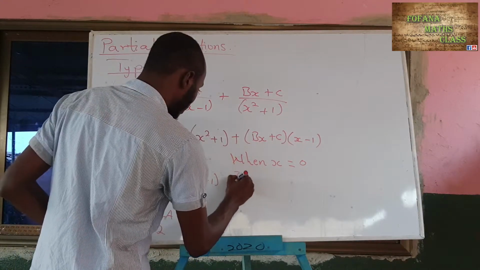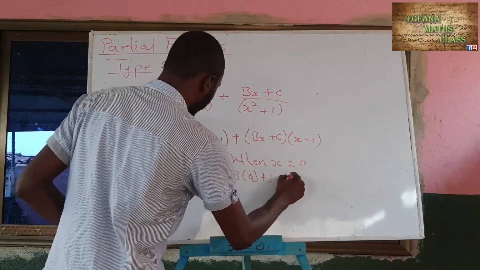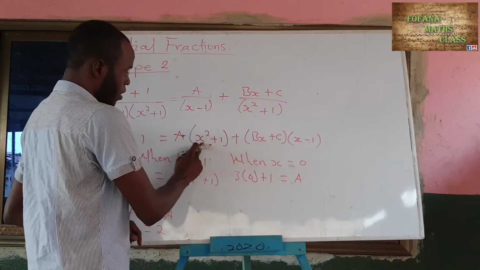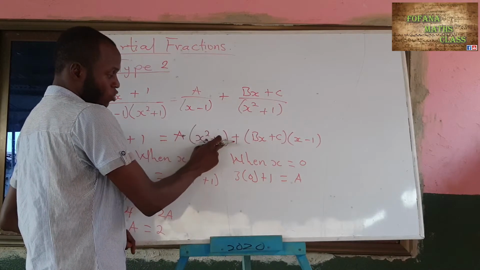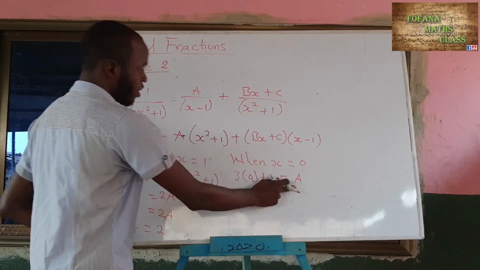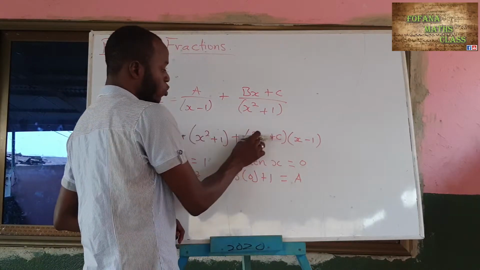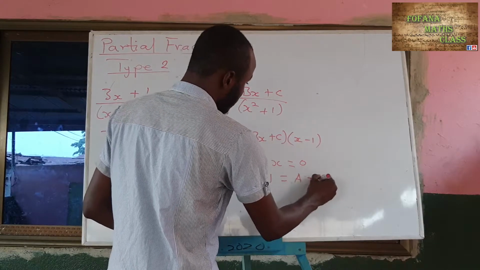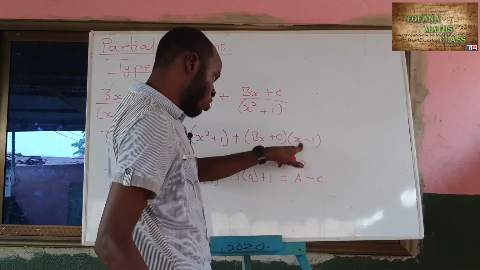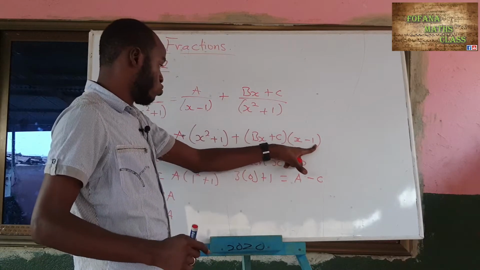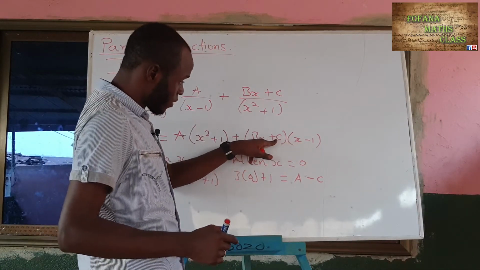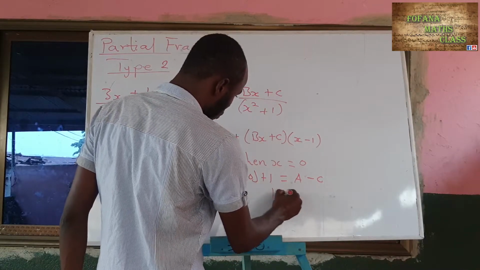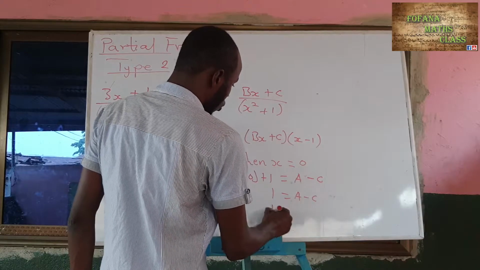So I will have 3 times 0 plus 1 giving me A here, because when I put 0 here, it will be 0 squared, which will give me 0, plus 1, which is 1. 1 times A will give me just A. And then here when I put 0 here, it will cause this B to be 0. So here will be minus C, because when I put 0 here, it will be 0 minus 1, so it is left with minus 1, and that minus 1 will multiply this here, and I'll have minus C. So here 3 times 0 will give me 0. So I'll have 1 equal A minus C, and I know A to be equal to 2.